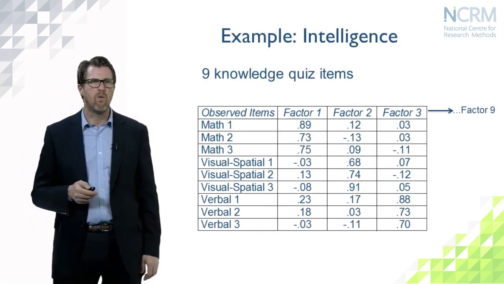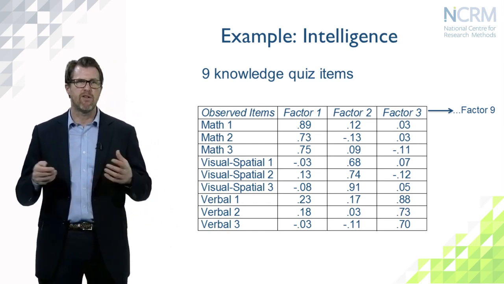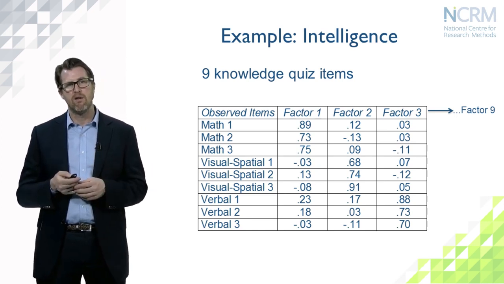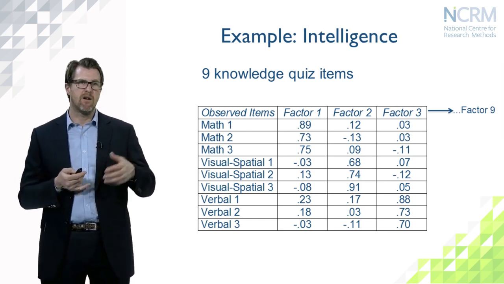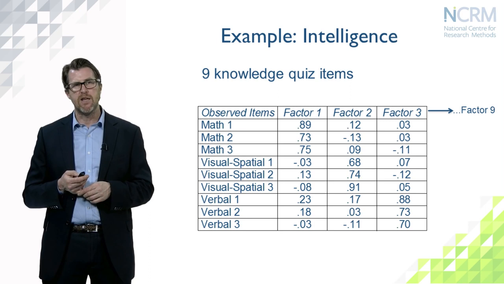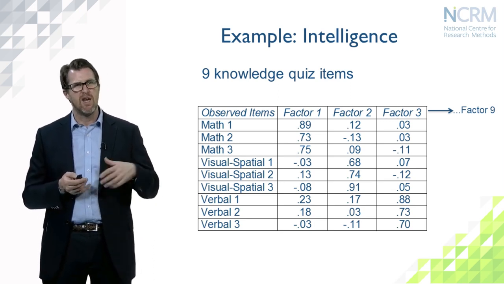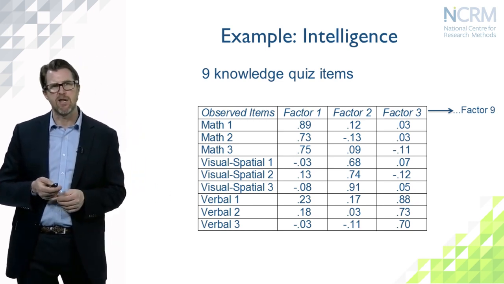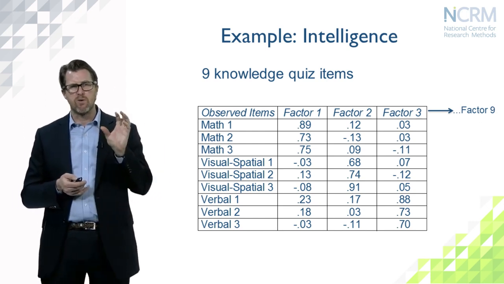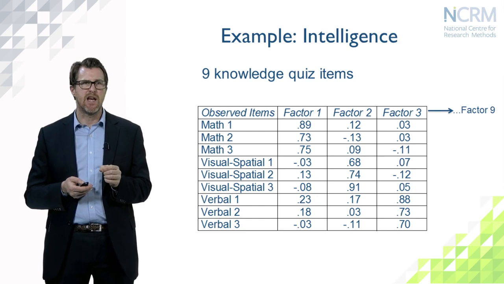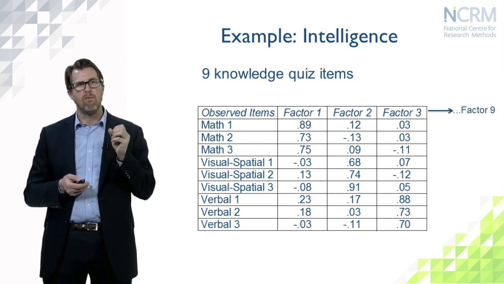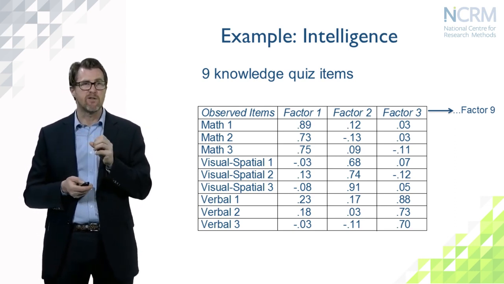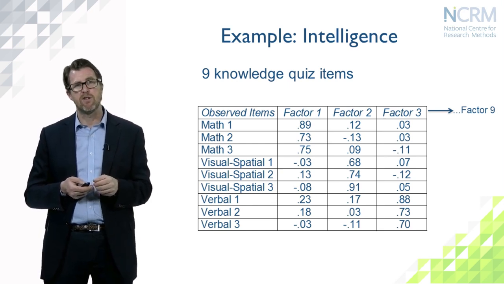Now, to give an example of what I mean by some of those previous points, here's some made up data, and we have 9 observed items, and these are, if you like, knowledge quiz items that have been administered to a sample of children. And what we're measuring is some construct like intelligence or cognitive ability. Now, if we were to apply an EFA or a principal components analysis to this data, then we would initially have 9 components or factors, which is the same number as the observed items.